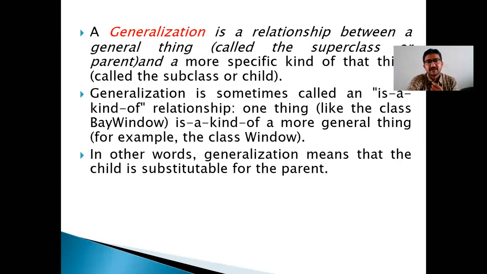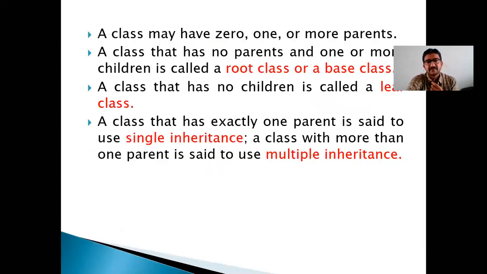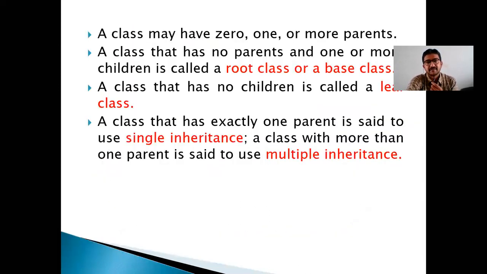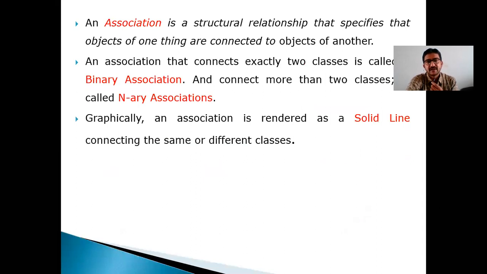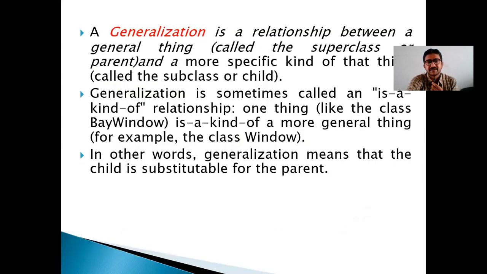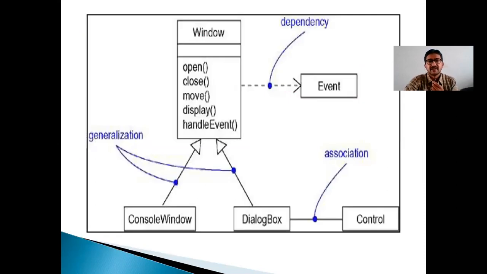And the generalization symbol is notated with a solid line. At the end, it is represented with a triangle. And association is simply a solid line.